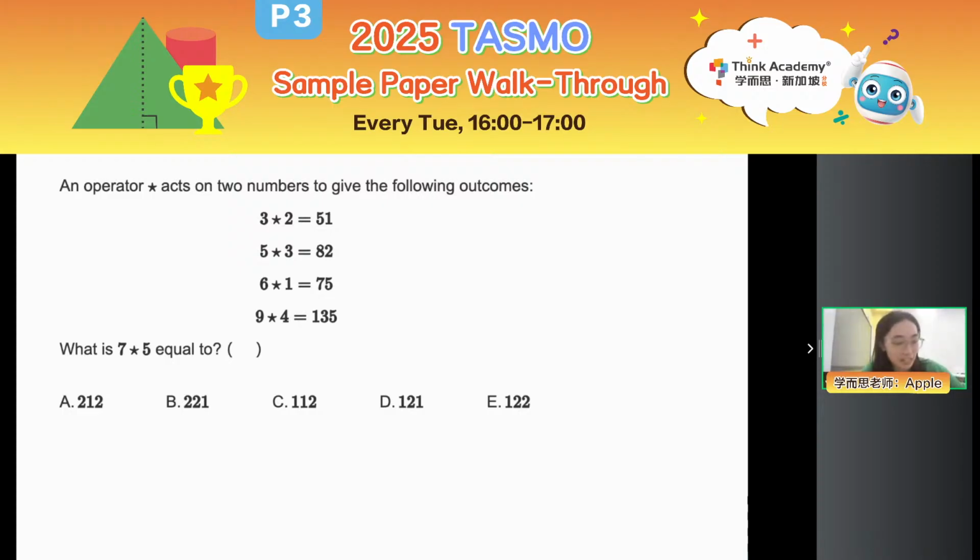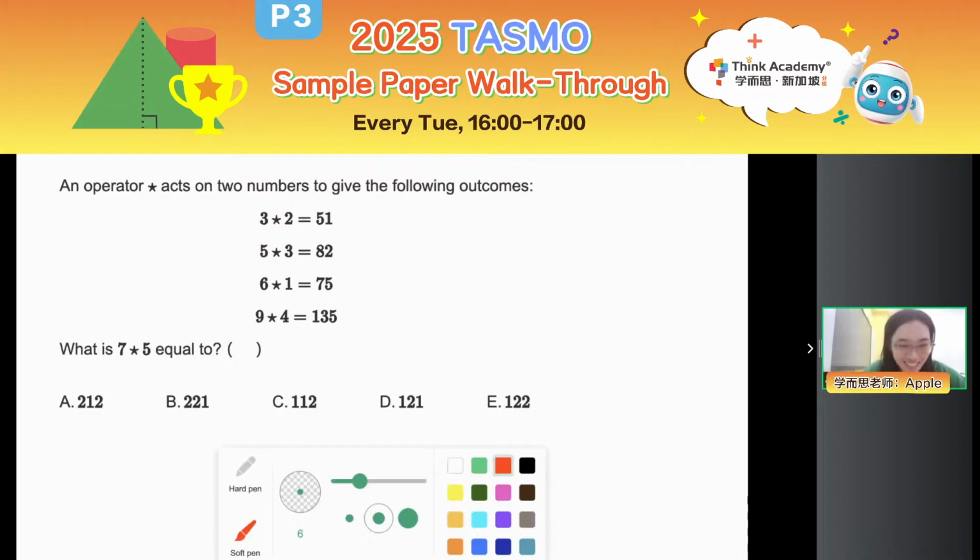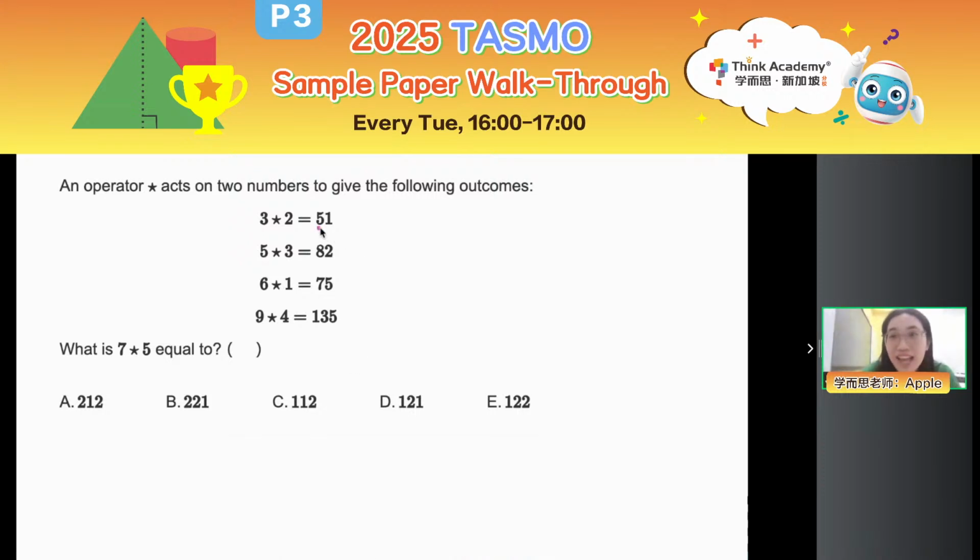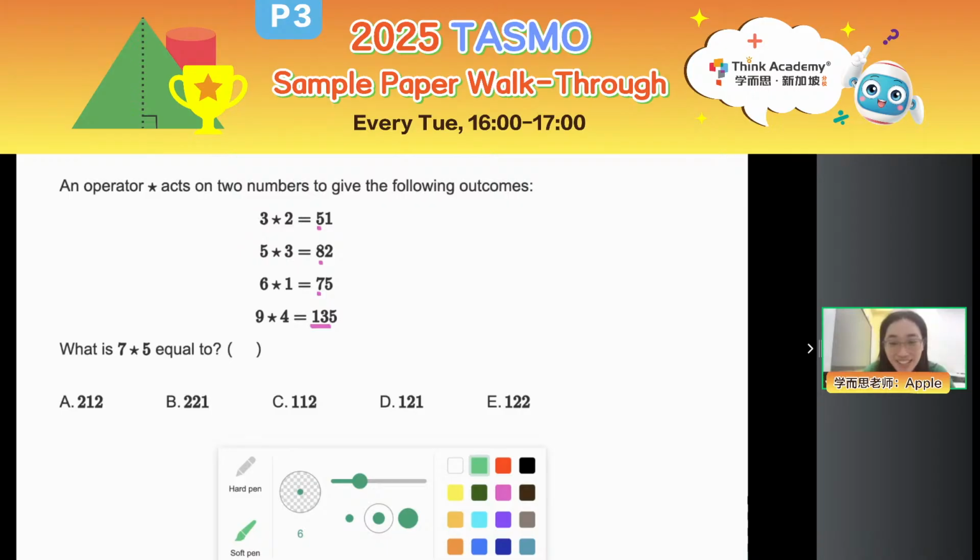Everyone, can you find any pattern here? Can you find? Yeah, well, actually, I think, yes. Okay, I think you should be very familiar with this question if you prepared for TASMO before, right? Yes, okay. Some students already figured out. Okay, so how do we get a 5? That is the sum of the 2 numbers. 3 plus 2, that is 5. Also, how can we get 8 here? That is 5 plus 3, you can get 8. How can we get 7? Yes, 6 plus 1. And then how can we get 13? Good job. 9 plus 4. Yes. This is a very common question in TASMO, right?